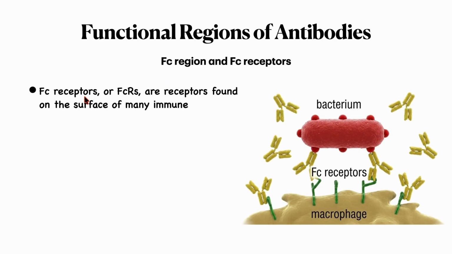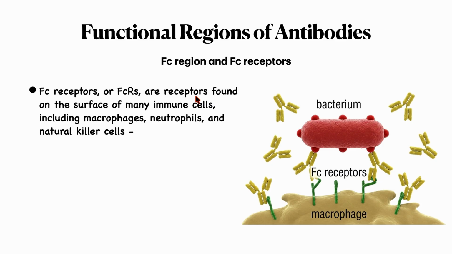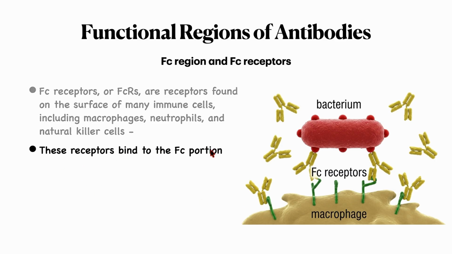Now let's focus on the Fc region and Fc receptors. Fc receptors, or FCRs, are the receptors found on the surface of many immune cells, including macrophages, neutrophils, and natural killer cells. In the diagram on your right, you can see Fc receptors shown in green expressed on macrophages. These receptors bind to the Fc portion of antibodies.